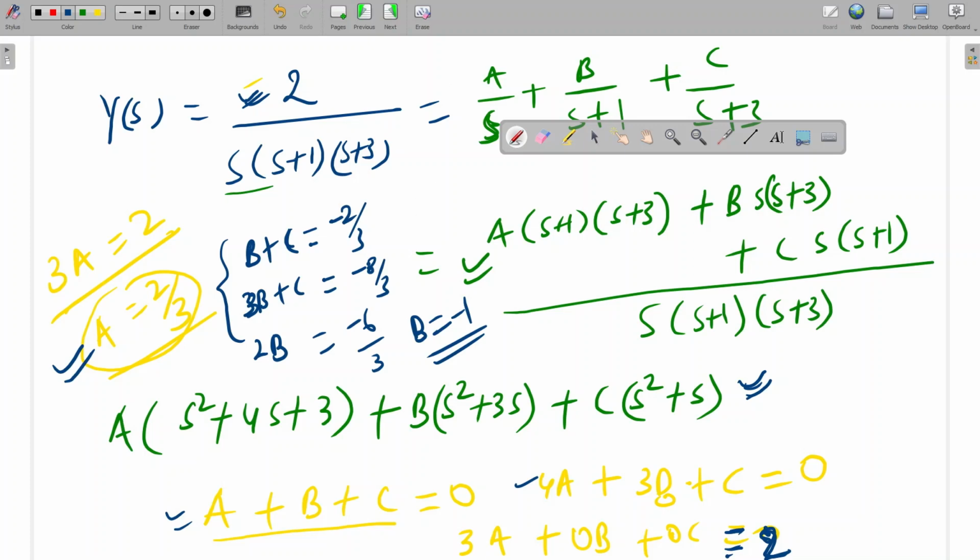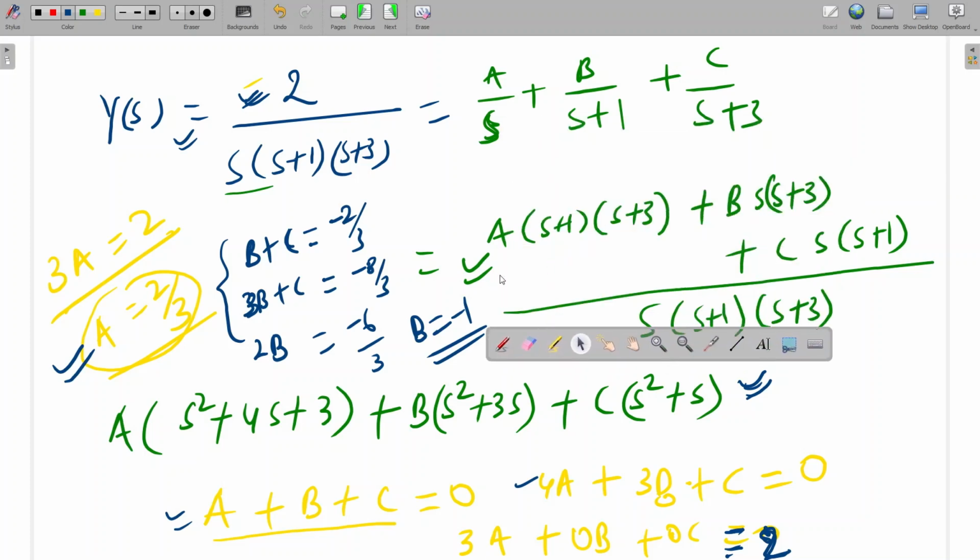Just I am trying to write this equation as a by s plus b by s plus 1 plus c by s plus 3. So a we got as 2 by 3. That 2 by 3 I am putting in this equation. So b plus c will be minus 2 by 3. Similarly, 3b plus c will be minus 8 by 3. These two equations we got.